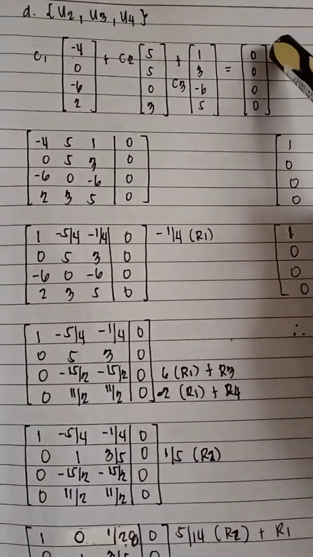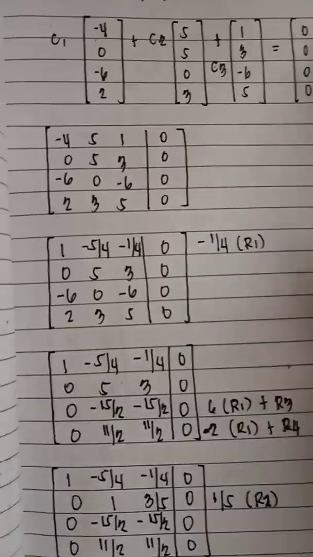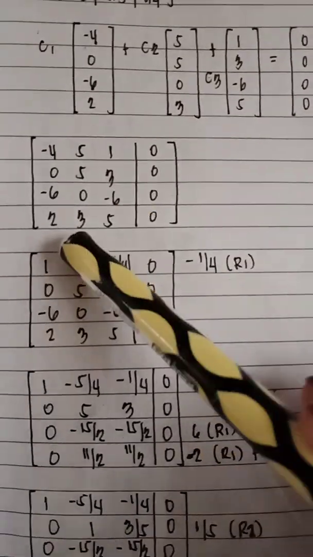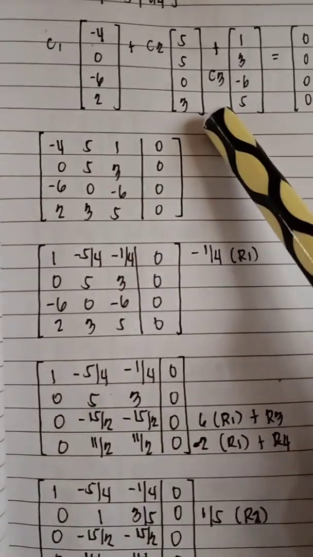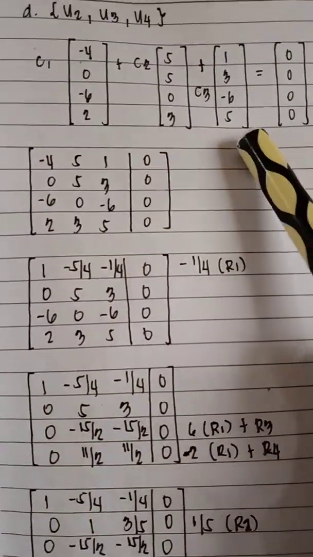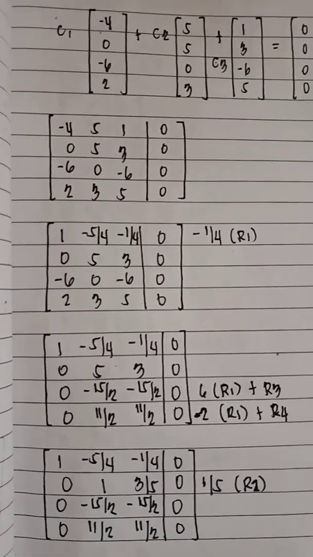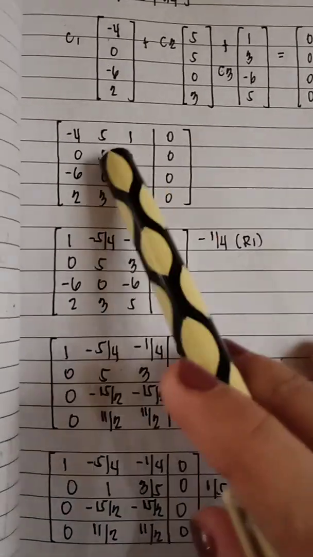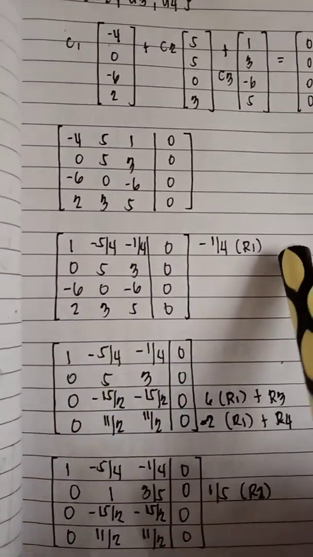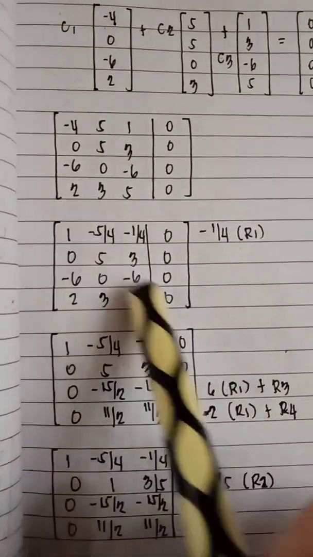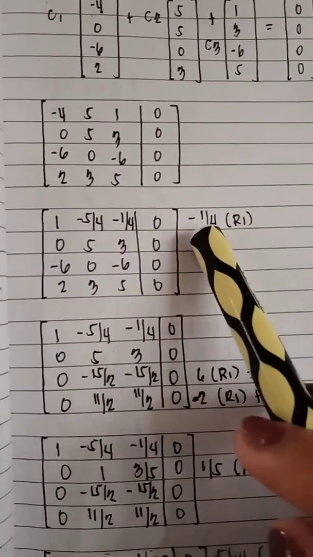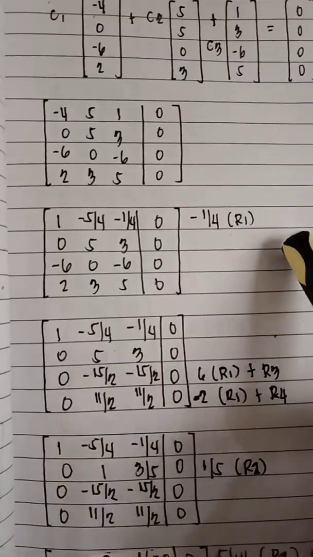We set it equal to 0, 0. So we make it into a matrix with u sub 1, u sub 2, u sub 3, u sub 4, and we augment it to 0, 0, 0. First, what we will do is to make this negative 4 into 1. To make this negative 4 into 1, we will use the formula negative 1 over 4 times R1.